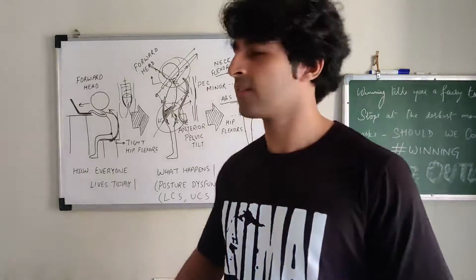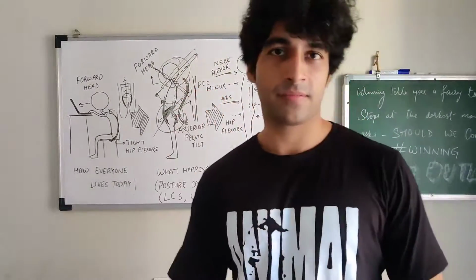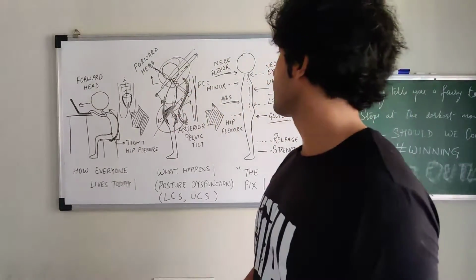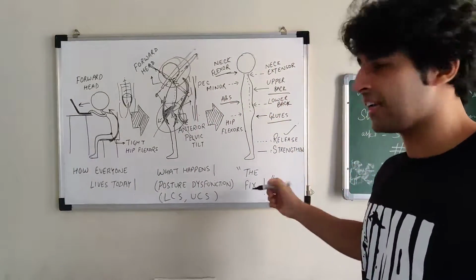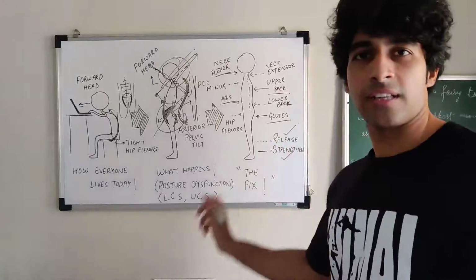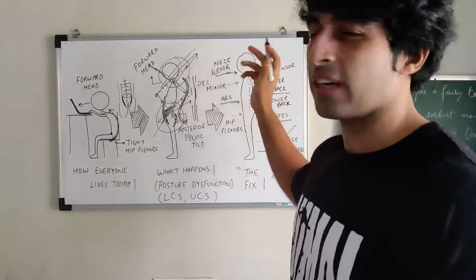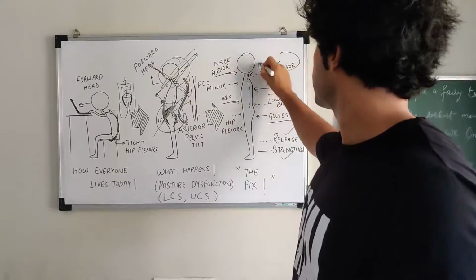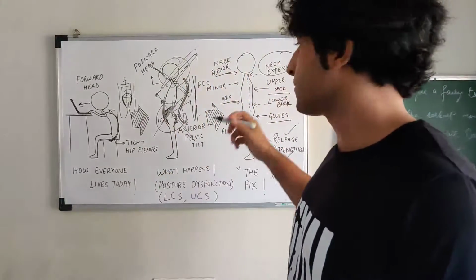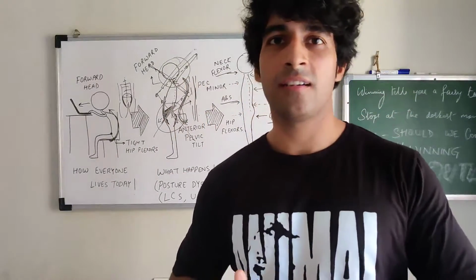Yonder's lower cross. So we have X here, we have X here. Moving on, to fix this issue, as I mentioned before, dotted lines are for release, straight lines are for strengthen. You have to release the tightness. What is tight? The back of the neck. Release this. How? There are a lot of different techniques.